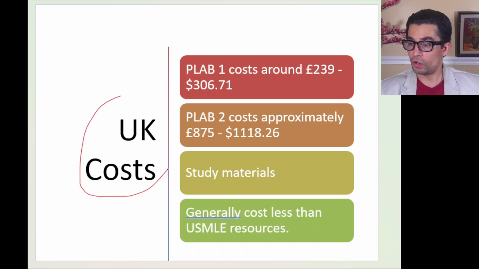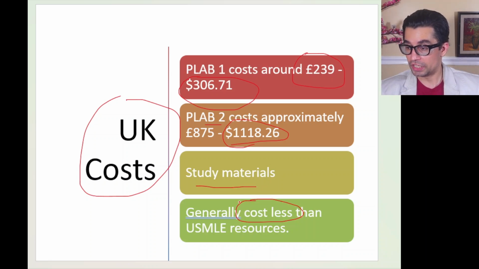Now for the UK costs, PLAB 1 costs less. I have this in pounds, but if you want to look at dollars, I converted this into US dollars, around $300. Of course, much cheaper than the USMLE costs. PLAB 2 costs a bit similar to USMLE Step 2. Study materials, of course, are separate, although, as I mentioned, they generally cost less than the USMLE resources.